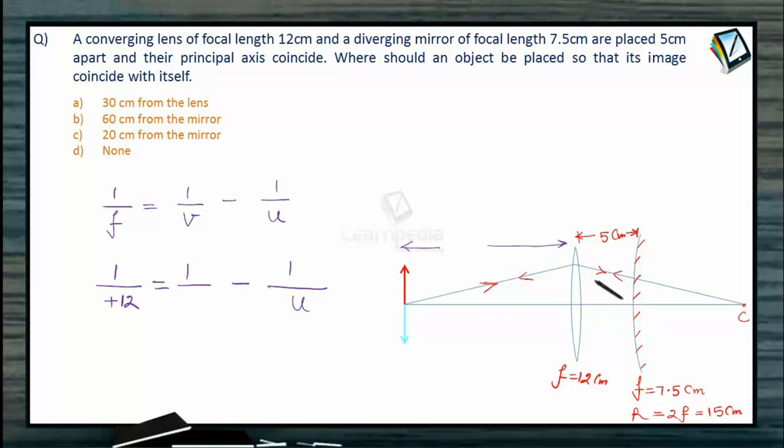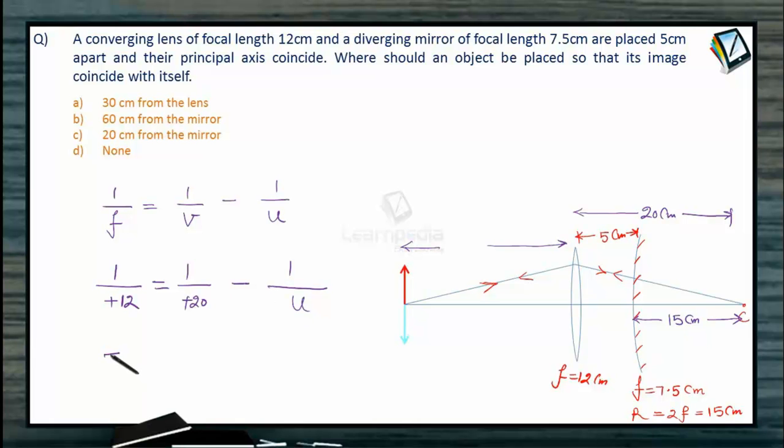And what about v? According to this lens, this image should form at the center of curvature of this diverging mirror, and the center of curvature of the diverging mirror is basically 15 centimeter behind this diverging mirror, because focal length is given to be 7.5 centimeter. That means this is 15 centimeter and this is 5, so total 20 centimeter. So in case the lens forms a real image at a distance 20 centimeter from itself, then it will solve the purpose, because the light ray will fall normal to the diverging mirror and will be reflected back to its original path. So v for this lens has to be plus 20.